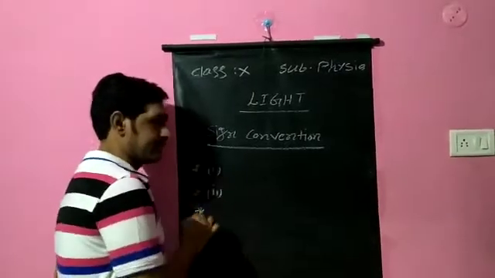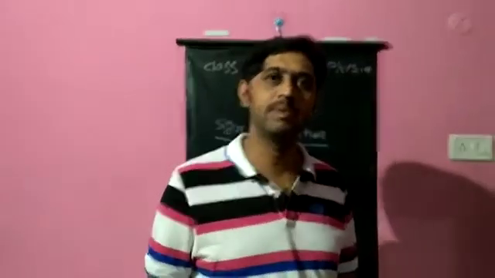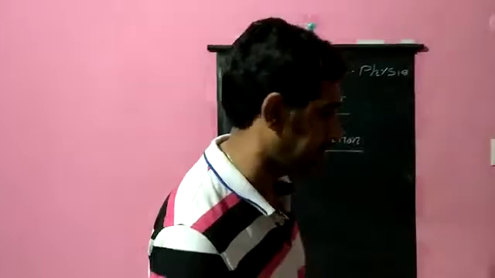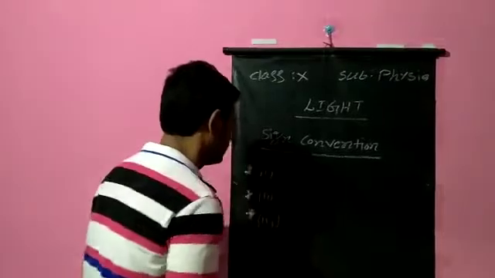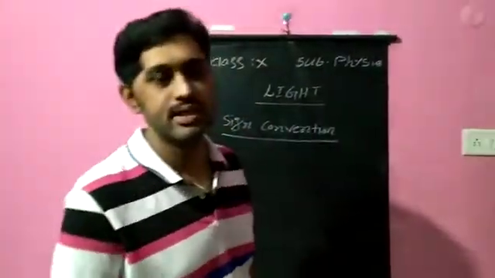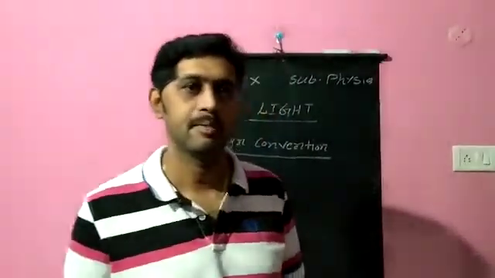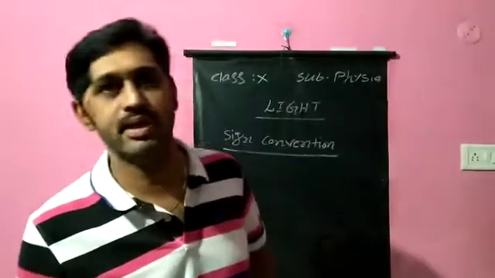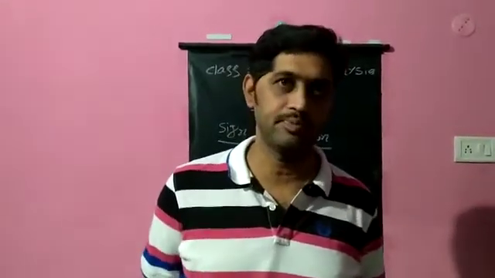The second rule: all the distances should be measured from the pole of the mirror. And the third: all the distances measured to the left of the mirror are negative, and all the distances measured to the right of the mirror are positive. If you measure something to the left side of the mirror, those are negative, and any length to the right side of the mirror is positive.